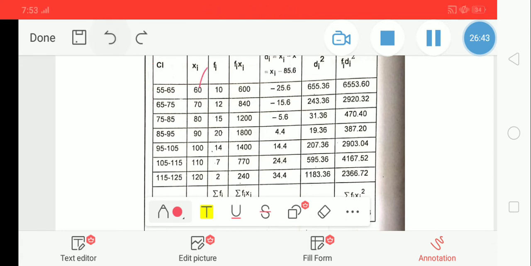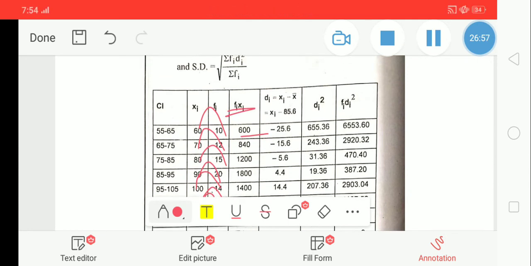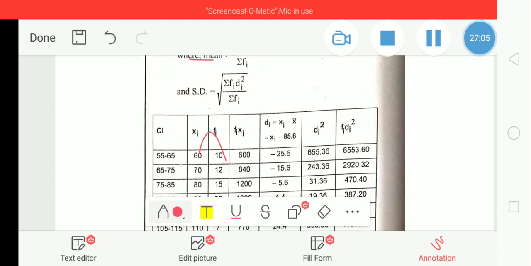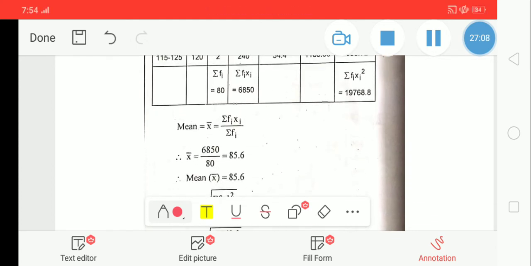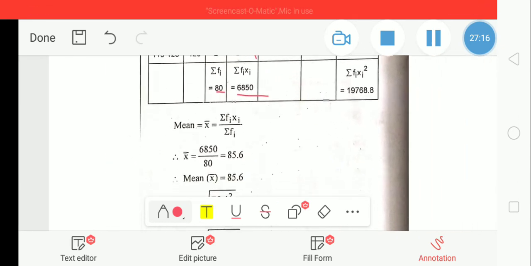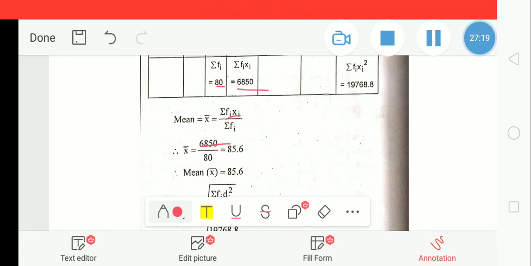Now 60 multiplied by 10, 600, 70 multiplied by 12, 80 multiplied by 15, 90 multiplied by 20, 100 multiplied by 40, 110 multiplied by 7, and 120 multiplied by 2. You get fi multiplied by xi. Now using this formula, di means xi minus x bar. So first finding x bar, the summation of fi is 80 and summation of fi xi is 6850. So 6850 divided by 80 gives 85.6.